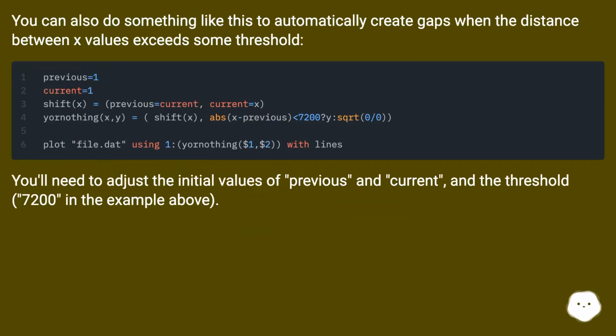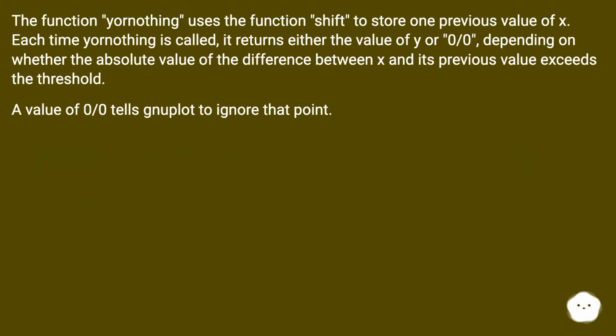You can also do something like this to automatically create gaps when the distance between x values exceeds some threshold. You'll need to adjust the initial values of previous and current, and the threshold, 7200, in the example above. The function gnuthing uses the function shift to store one previous value of x. Each time gnuthing is called, it returns either the value of y or 0/0, depending on whether the absolute value of the difference between x and its previous value exceeds the threshold. A value of 0/0 tells Gnuplot to ignore that point.